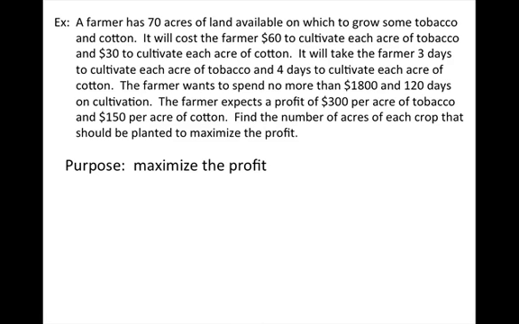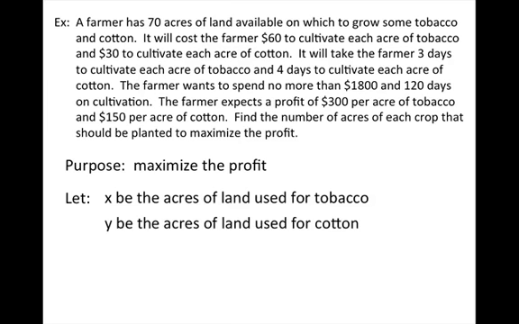Then we decide what the variables are. Again, look at the last sentence. It's find the number of acres of each crop. Those are my unknowns, so that's what my variables are going to be. My two crops were tobacco and cotton. Just for grading consistency, list these in the order they're given. Since tobacco was given first, we're going to let X be the number of acres of land used for tobacco. Cotton was listed second, so let it be your second variable. Y is the acres of land used for cotton.